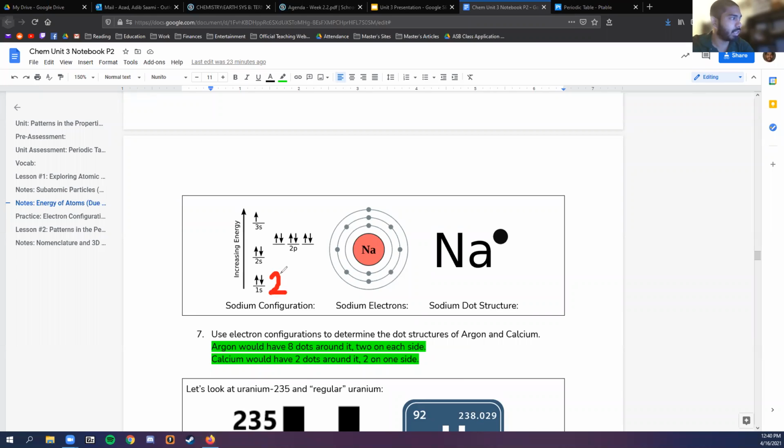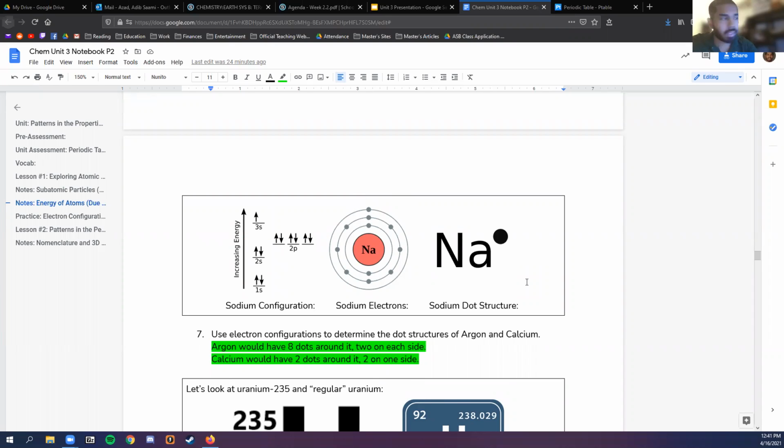So you have 2 electrons right here, 2 right there, 6 right there. That adds up to 10. And there's my 11th one. And so in the outermost energy level, that outermost orbital, we've got 1 valence electron. And to show the dot structure, we just put a dot next to sodium. Easy peasy.